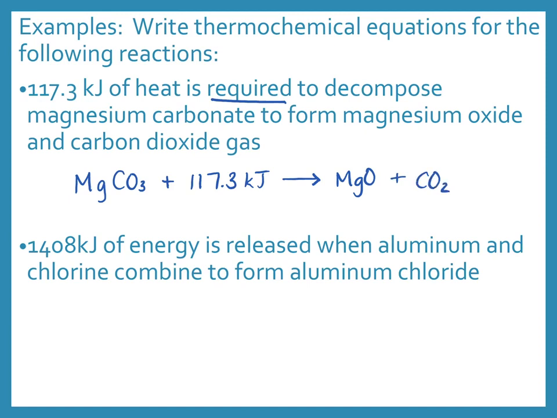The next example: 1,408 kilojoules of energy is released when aluminum and chlorine combine to form aluminum chloride. So aluminum and chlorine make aluminum chloride. I'm going to need 2 of those, 3 of those, and 2 of those. Okay, and because it's released, that amount of energy is then going to be a product.